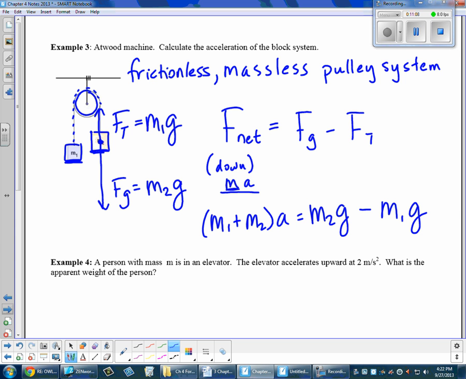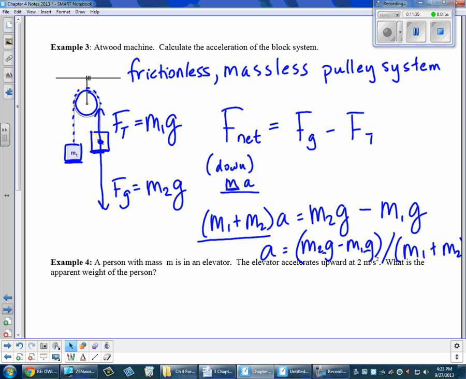So when we solve this for acceleration, I'm going to end up dividing both sides by M1 plus M2. So my final answer will be that the acceleration is equal to M2G minus M1G all over M1 plus M2. If you'd like to factor out the G, you can, but for now I left it as is.